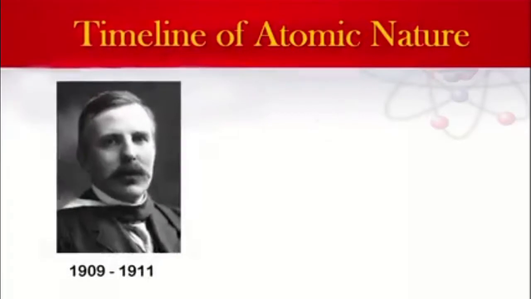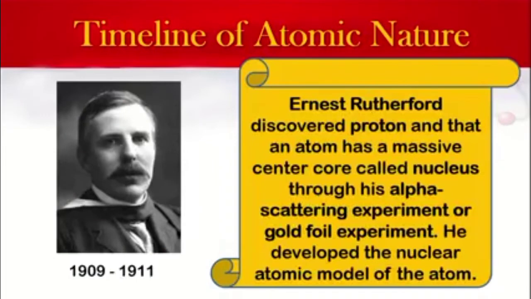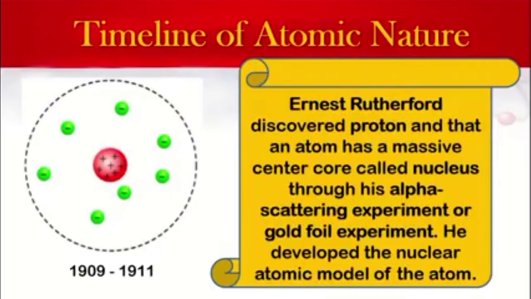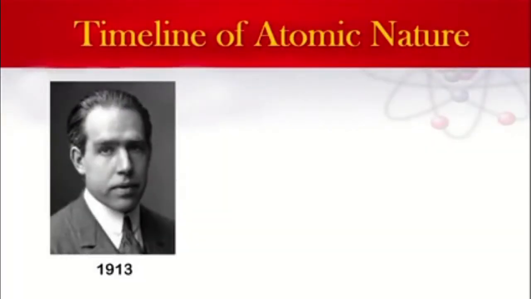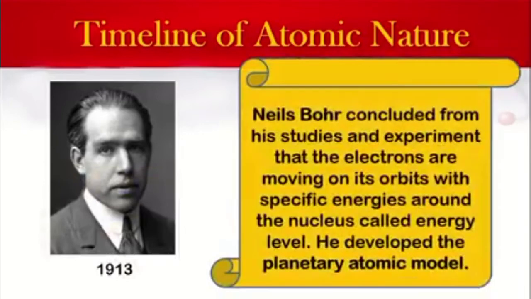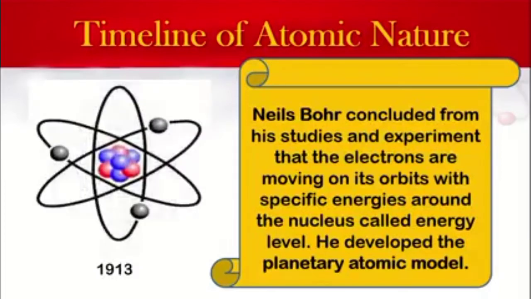In 1909 to 1911, Ernest Rutherford discovered the proton, and that an atom has a massive center core called nucleus through his alpha scattering experiment, or the gold foil experiment. He developed the nuclear atomic model of the atom. Then in 1913, Niels Bohr concluded from his studies and experiment that the electrons are moving on its orbits with specific energies around the nucleus called energy level. He developed the planetary atomic model.